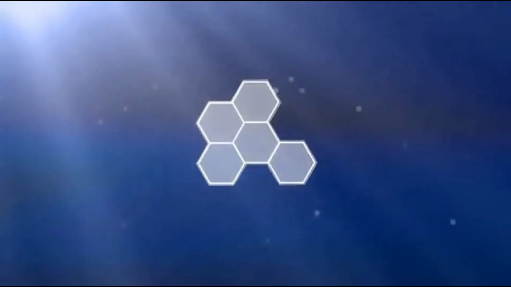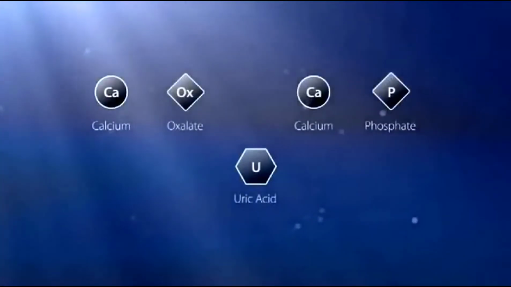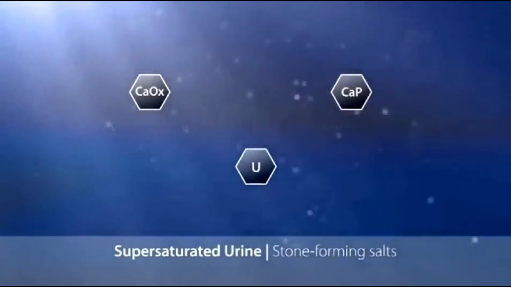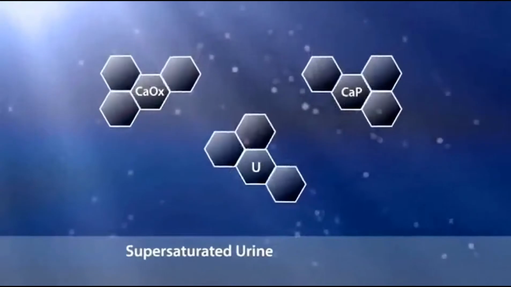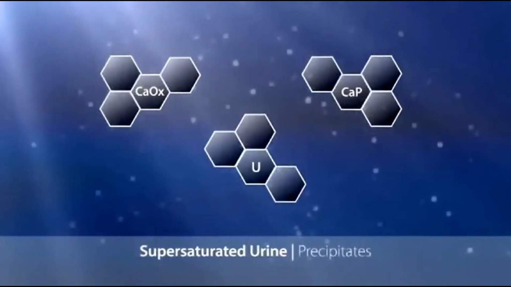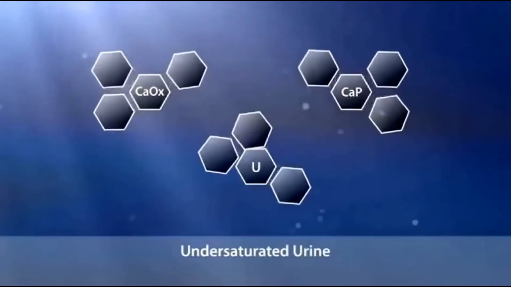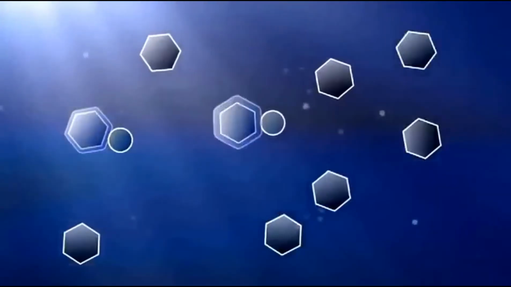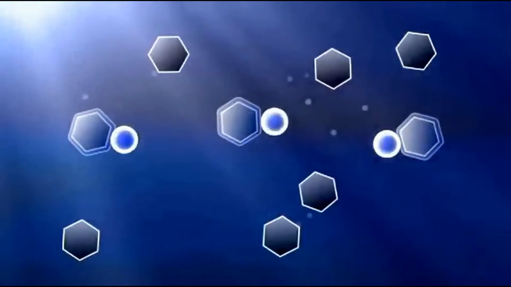What causes crystals to form? Why do some crystals develop into kidney stones and others do not? One critical factor is supersaturation of the urine with stone-forming salts. Supersaturation is the driving force for crystallization. In undersaturated urine, crystals cannot form. The other important factor is a deficiency in substances called inhibitors.